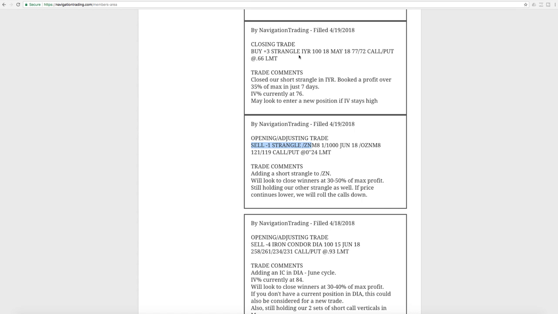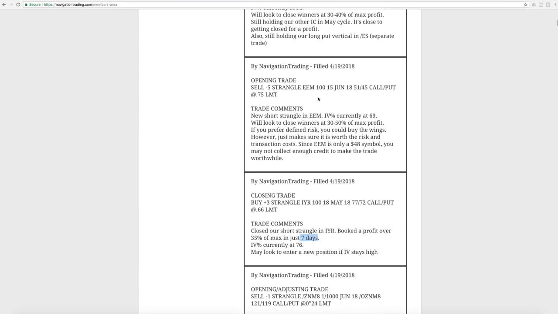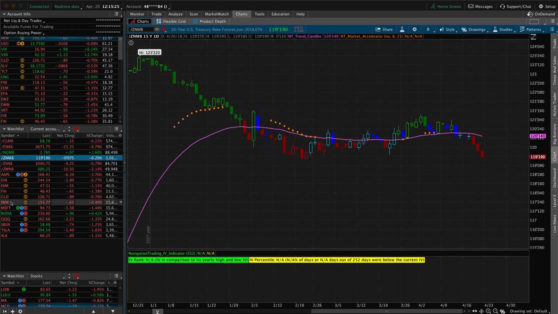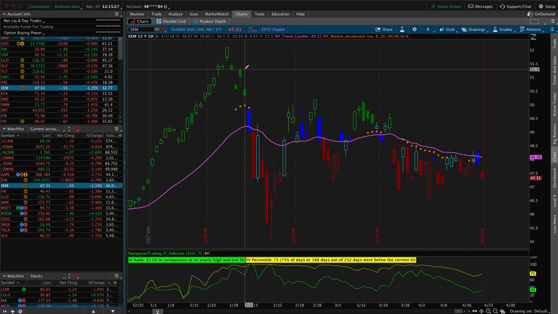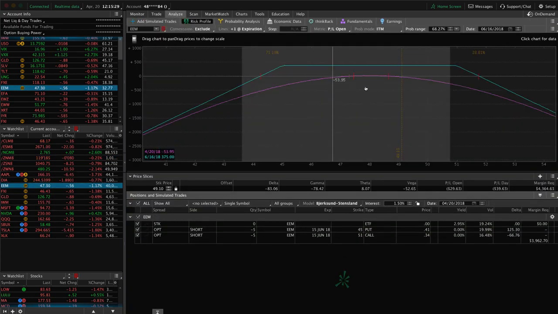Next trade was a closing trade in IYR, so we closed out a short strangle in IYR, booking a profit of over 35% of max profit in just 7 days. So nice contraction in IV there sucked the premium out, and gave us the opportunity to book that quick winner. And then next, we opened a new short strangle in EEM. If we take a look at EEM, we're still in this trade, still very centered. And so there's nothing to do here except wait for some more time to pass.